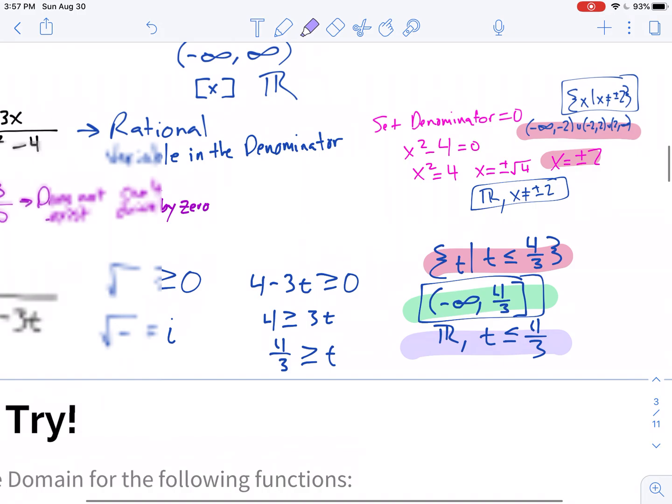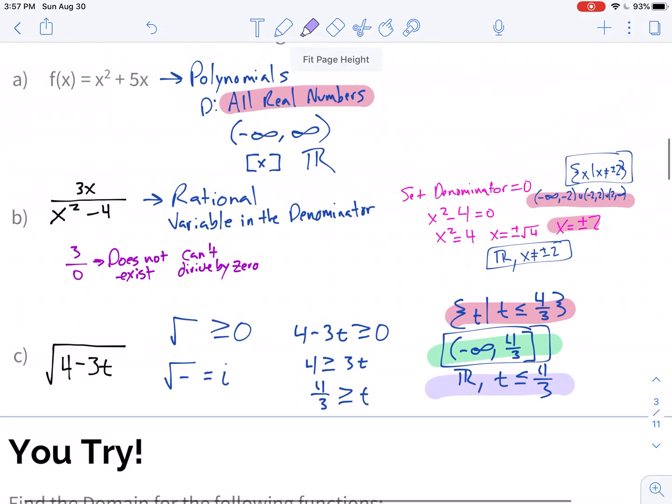And those are your three rules. All polynomials are always real numbers. For rational functions, you set your denominator equal to 0, and the values that make it equal to 0 can't be in your function. And for radicals, you set the inside of your radical greater than or equal to 0, and that will tell you whether or not it can be plugged into the function.